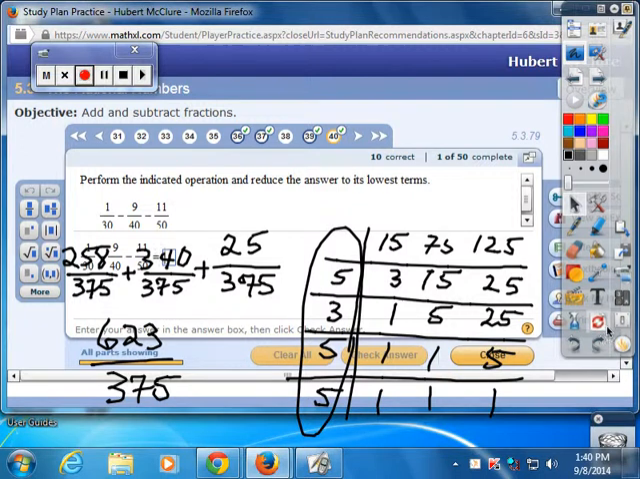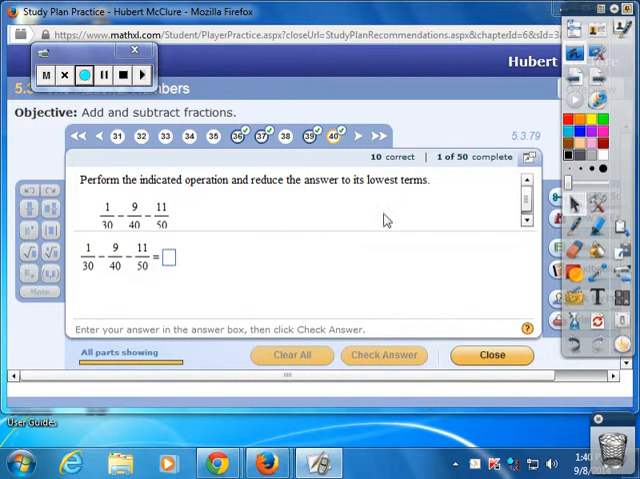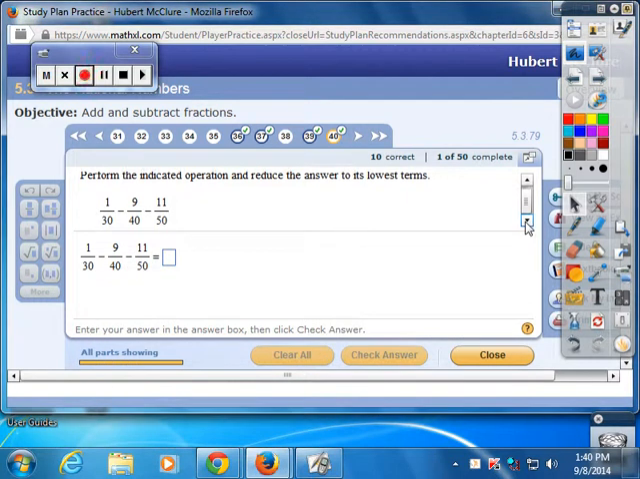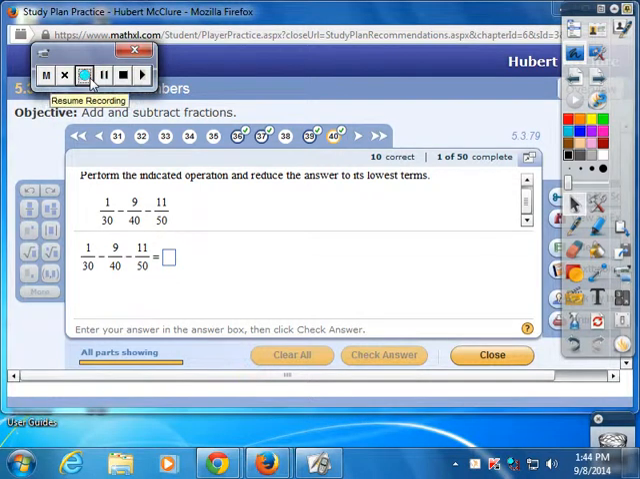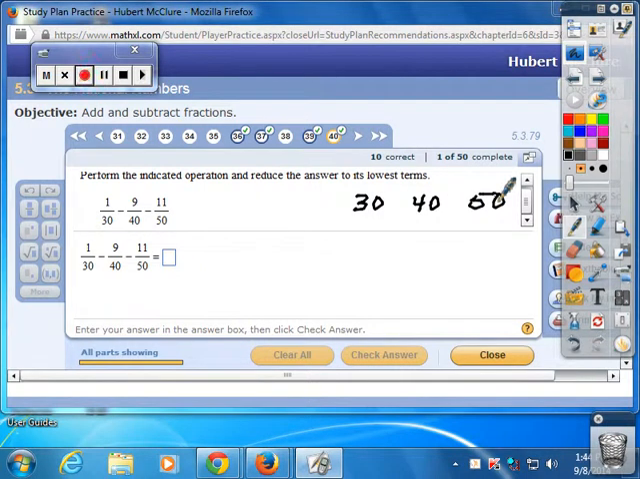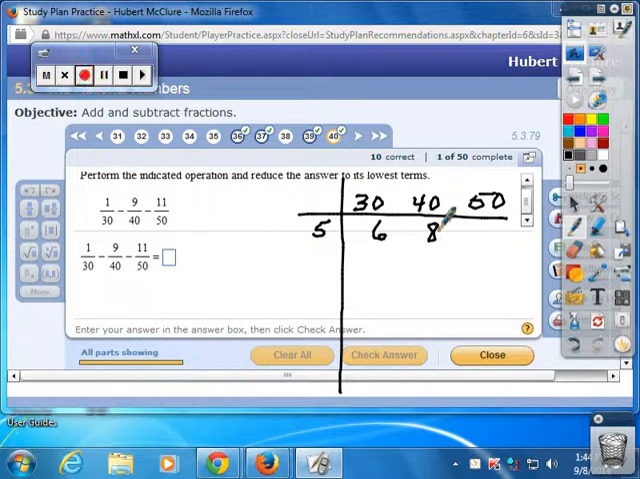All right, y'all try that one. I'll raise it up a little bit where y'all can see it. I don't know why it's doing that. 1 over 30 minus 9 over 40 minus 11 over 50. 30, 40, and 50. Well, 5 will go into all 3 of them. 5 will go in there 6 times, 8 times, and what? 10 will go in, 2 will go in here, 3, 4, and 5.